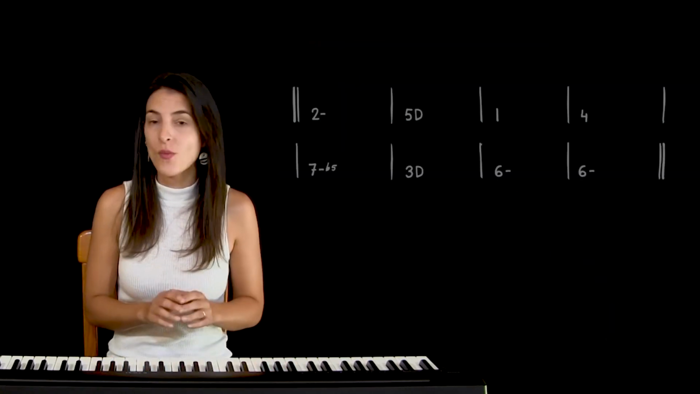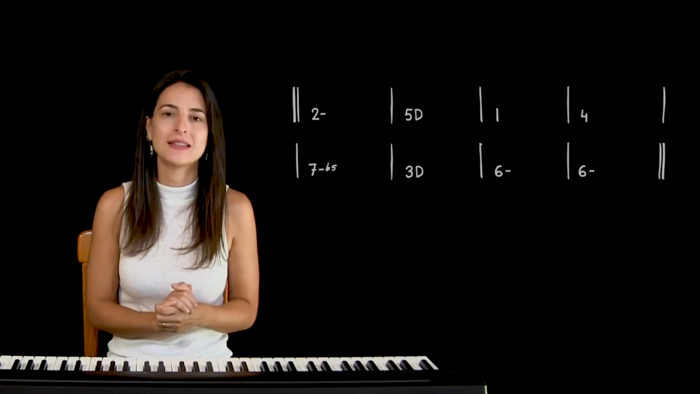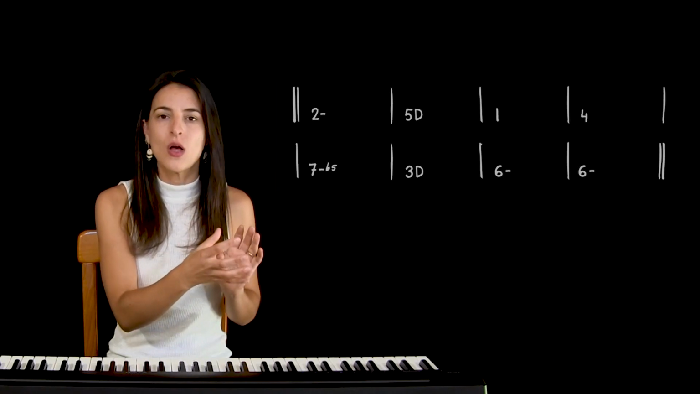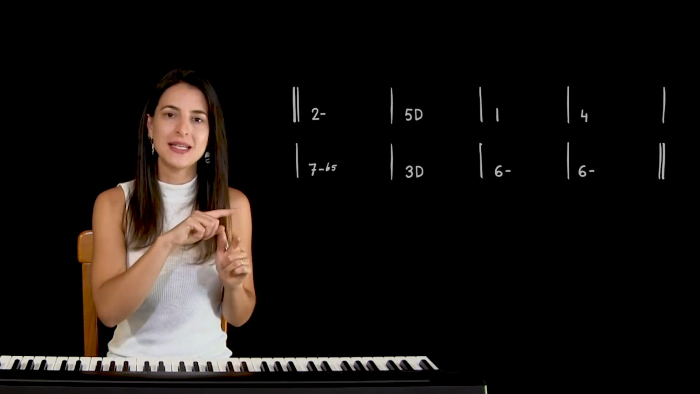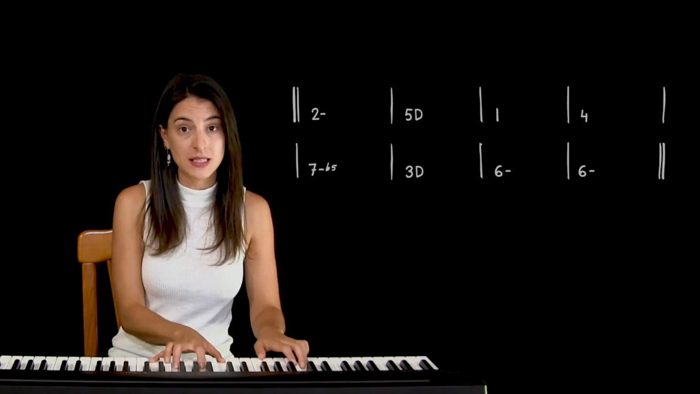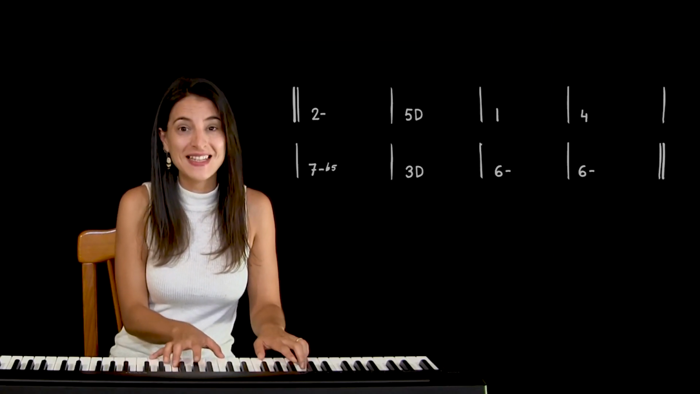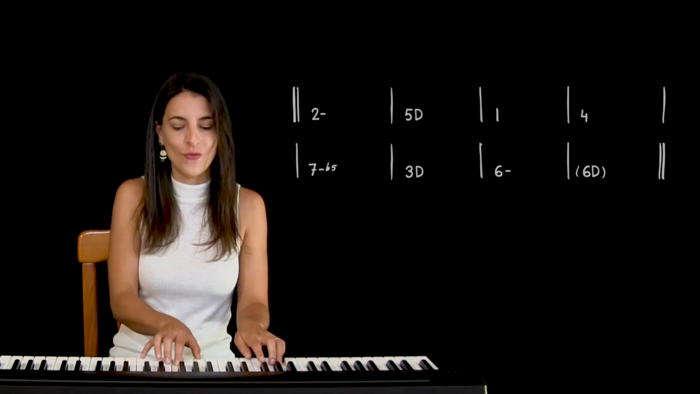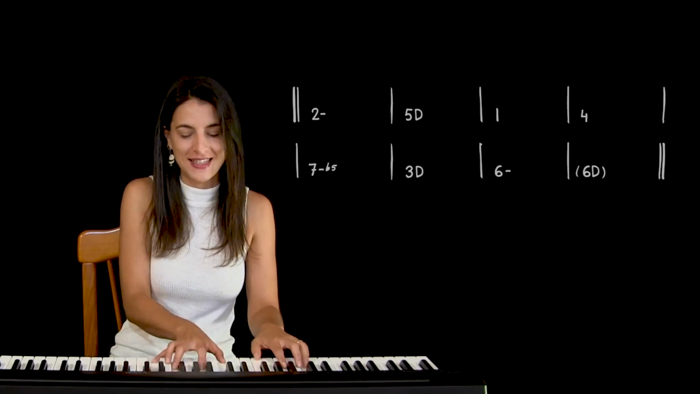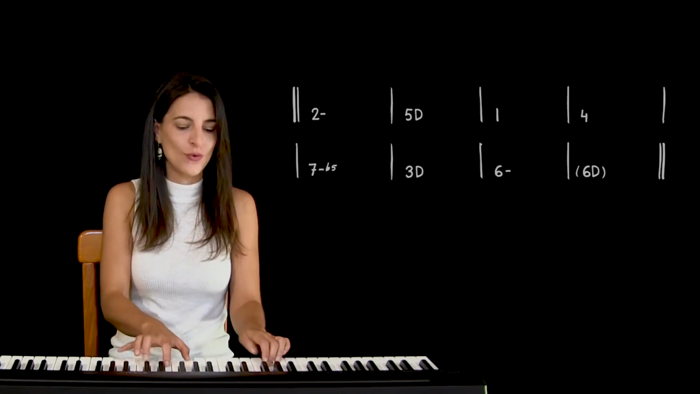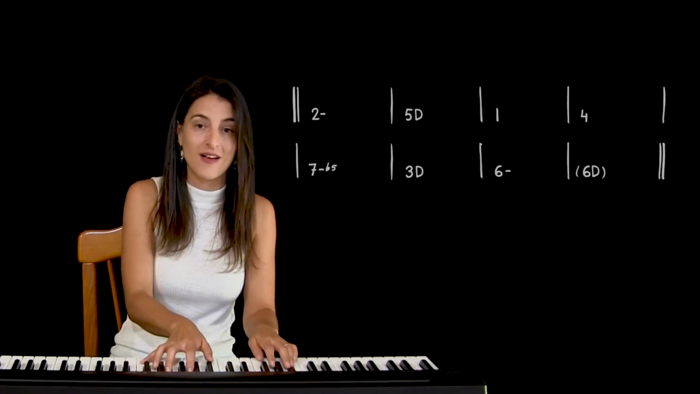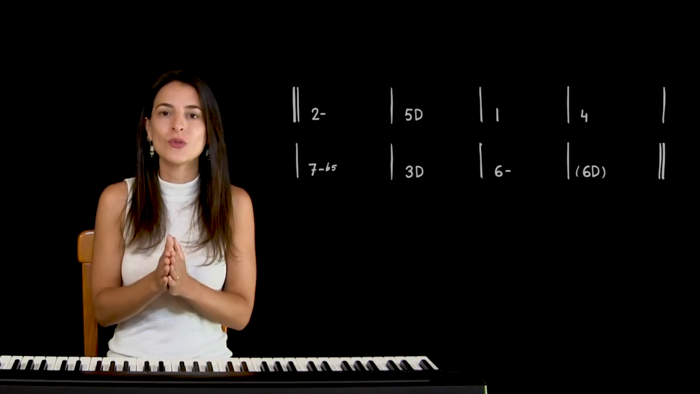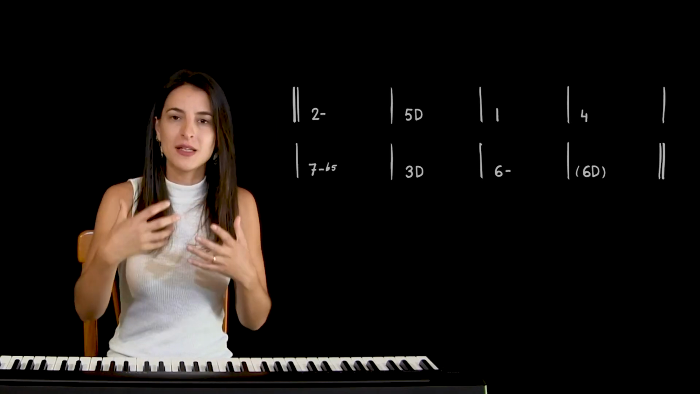As a last thing to add, I don't want to complicate it too much for you, but you see that the last 2 measures of the whole chord progression are 6 and 6. Sometimes when this chord progression is repeated, some musicians, instead of playing 6 and 6, play 6 and then 6 dominant to go back to 2, 5, 1, 4, 7, 3, 6, 6 dominant, 2, 5, 1, 4, 7, 3, 6.